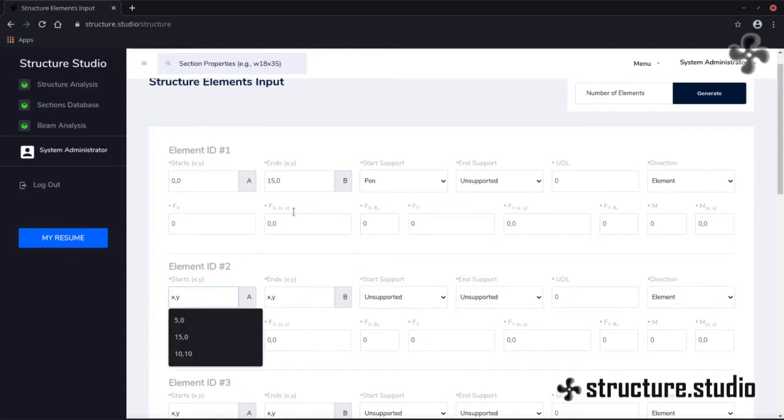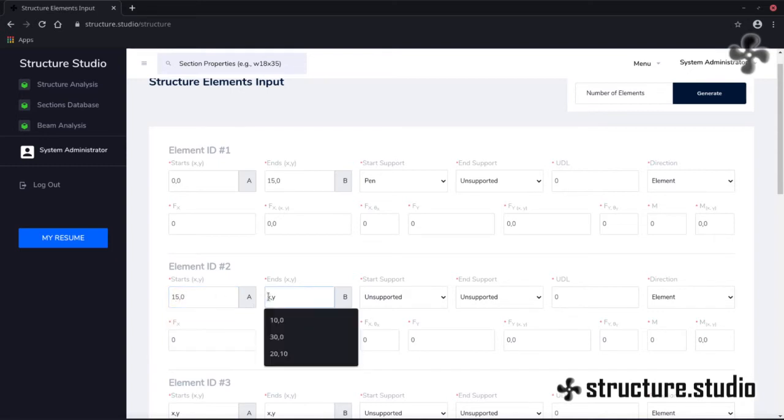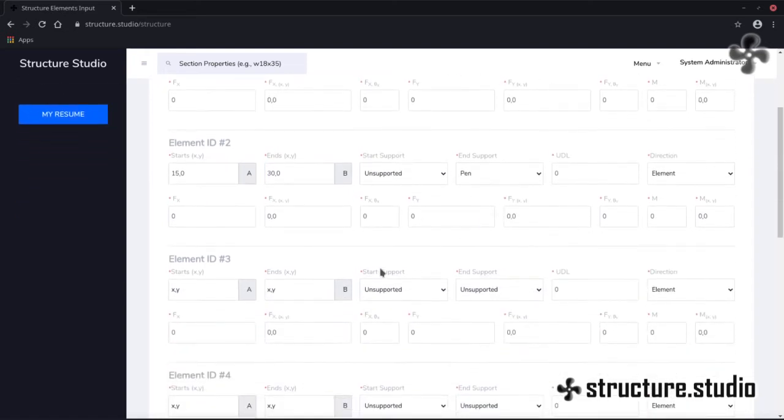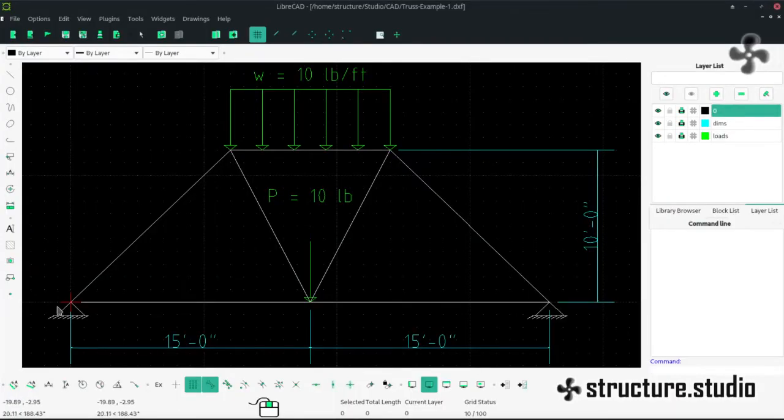Element number 2 starts where this one finished, so it's gonna be 15, 0 and ends at 30, 0. It has a support at the end, at 30, 0. It has a pin as well. It has no load, so we move on to the next element. So now we enter these elements and these supports, which means node 1, 2, and 3.